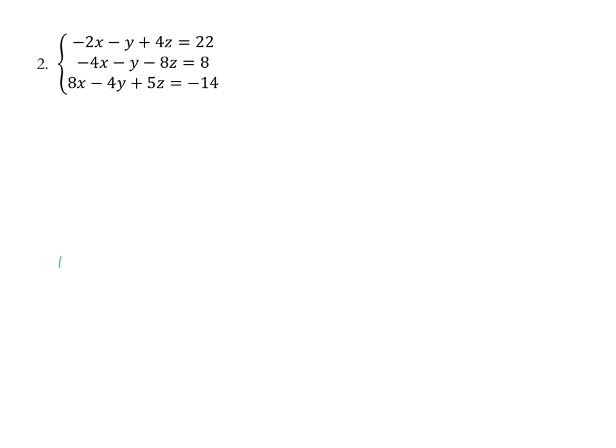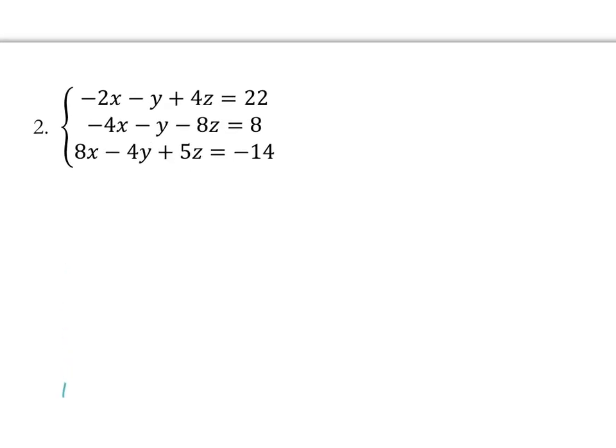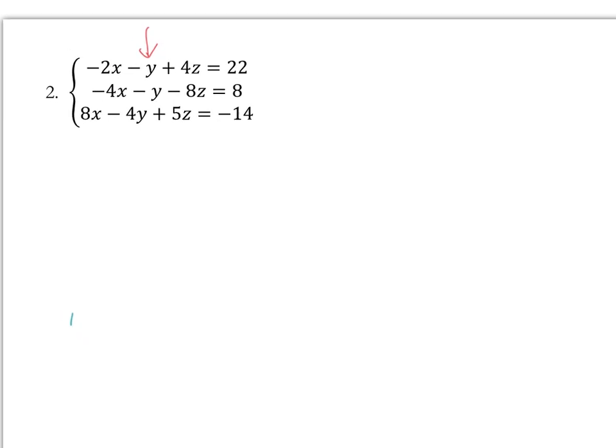So we should be eliminating the variable that's the easiest for us right now. You could actually do x or y here. I'm leaning towards y because they have the lowest numbers right now, but you could actually do x in this one too and it would be okay.